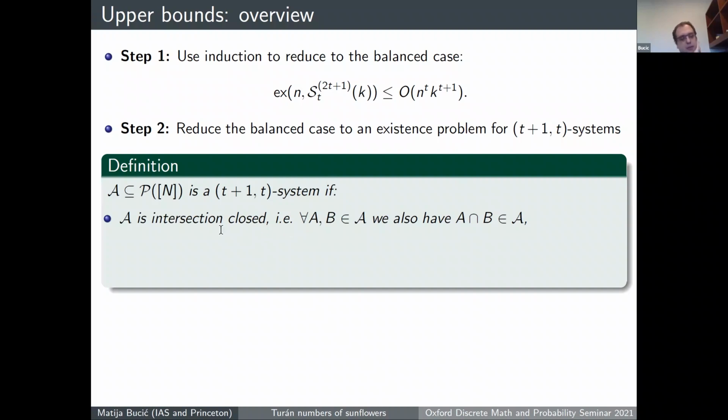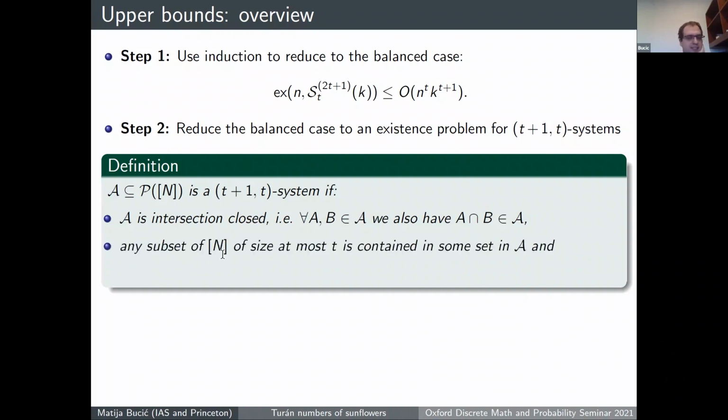So the properties that I want it to satisfy are as follows. So I want it to be intersection closed, which means that if you take any 2 sets in the family, their intersection should also be in the family. If you take any subset of size t of the ground set, it should be contained in some member of our family. And the third one is that for every member of our family, its size should not be congruent to the size of the ground set modulo t plus 1.